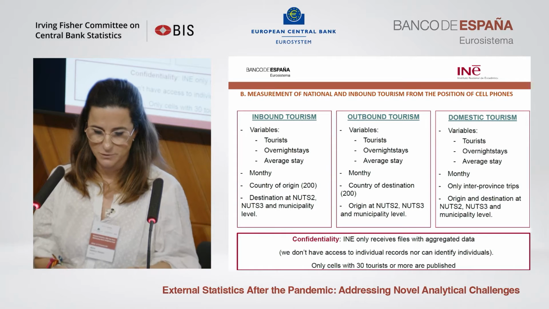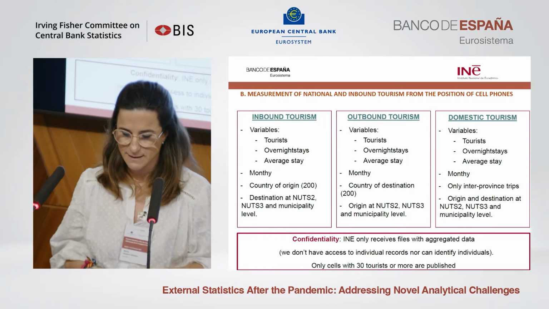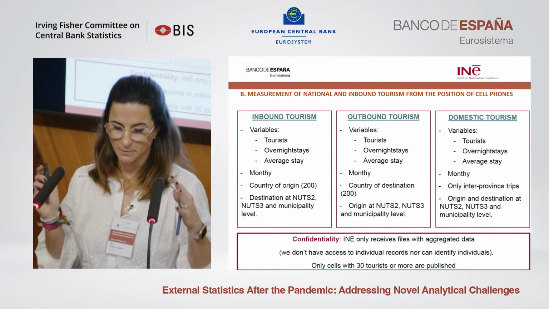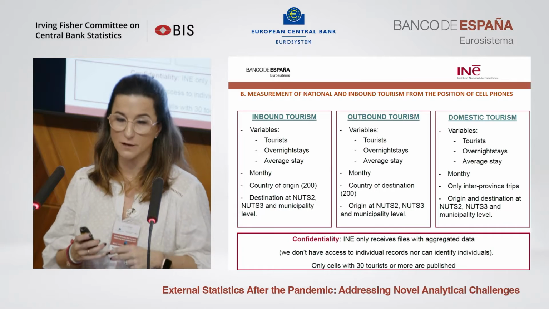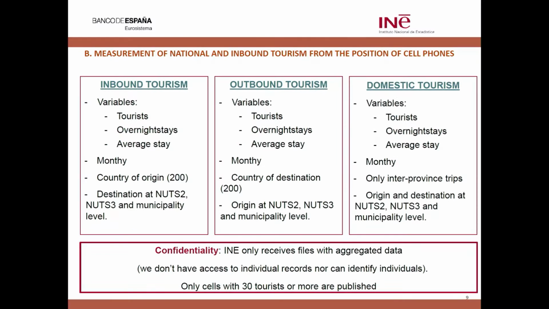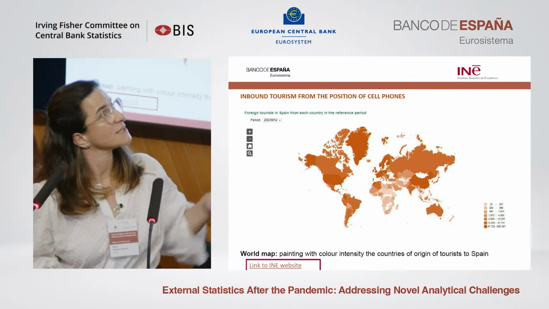These are the variables we are publishing monthly, and what is for me the most important issue of this project is confidentiality. As I told before, we don't see any kind of microdata, we don't have access to any individual records, and only cells with more than 30 tourists are published. So no one who accesses our publication can track an individual. This is how we publish the data.